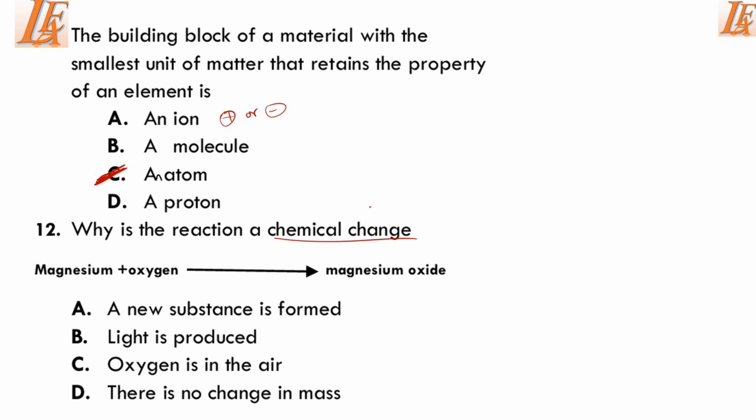Now the question is, why is it a chemical change? In this case, we have magnesium reacting with oxygen to form magnesium oxide. This is a chemical change because the product which is formed is completely a new substance. So the reason why this one is a chemical change is because the substance which is formed is new. That is, the correct answer is A, a new substance is formed.